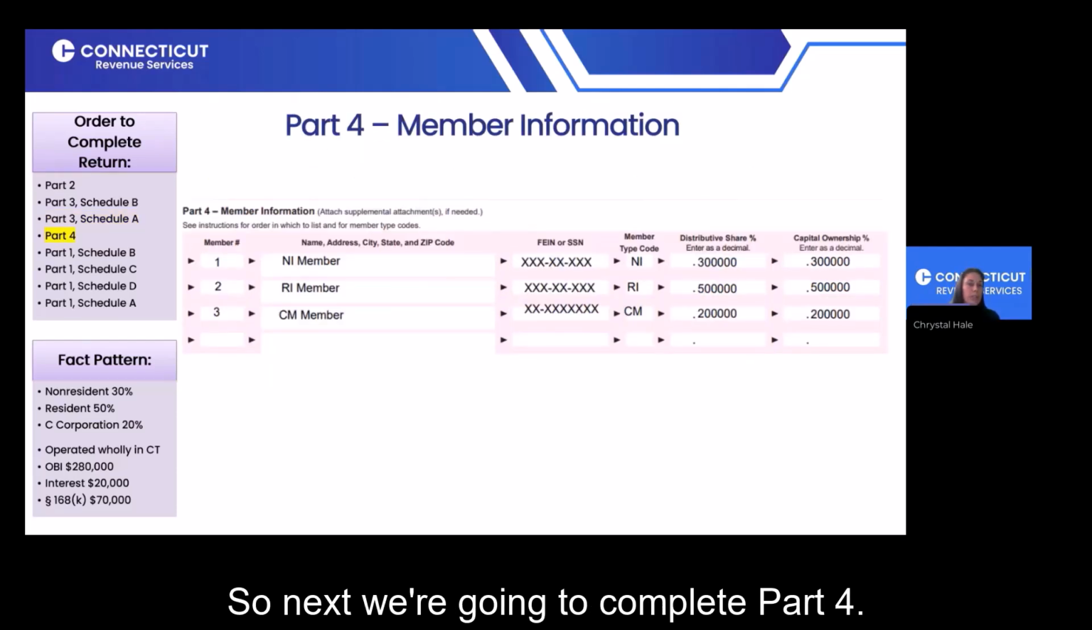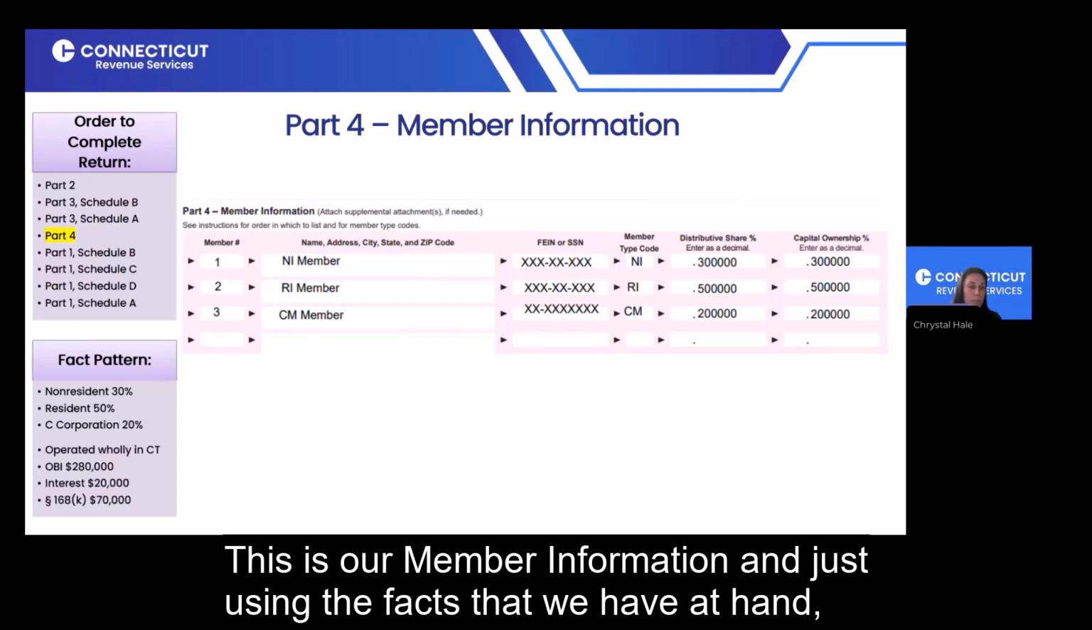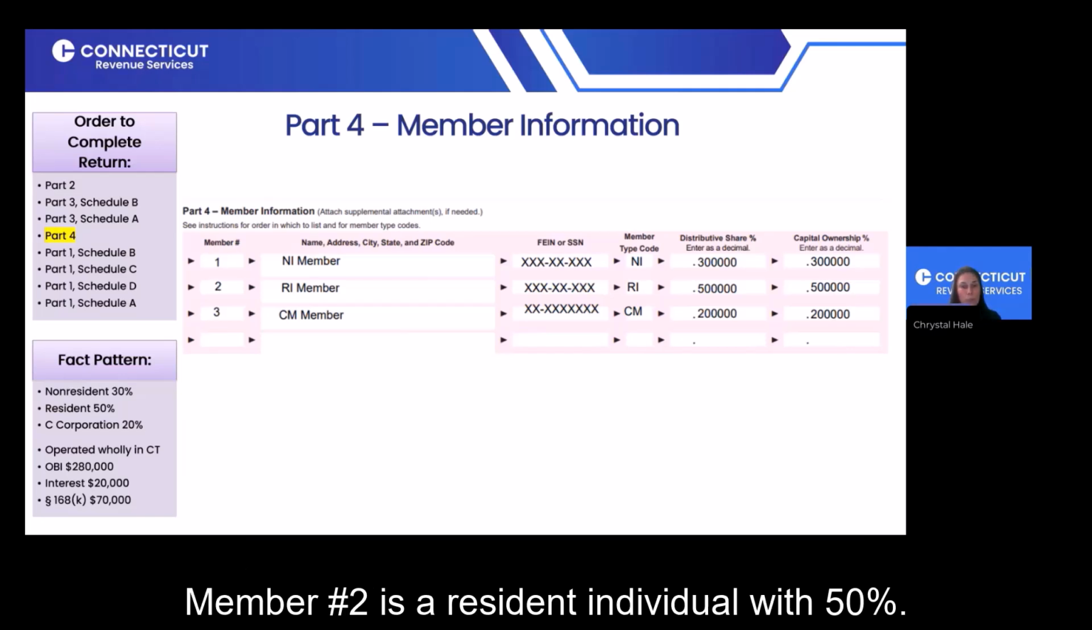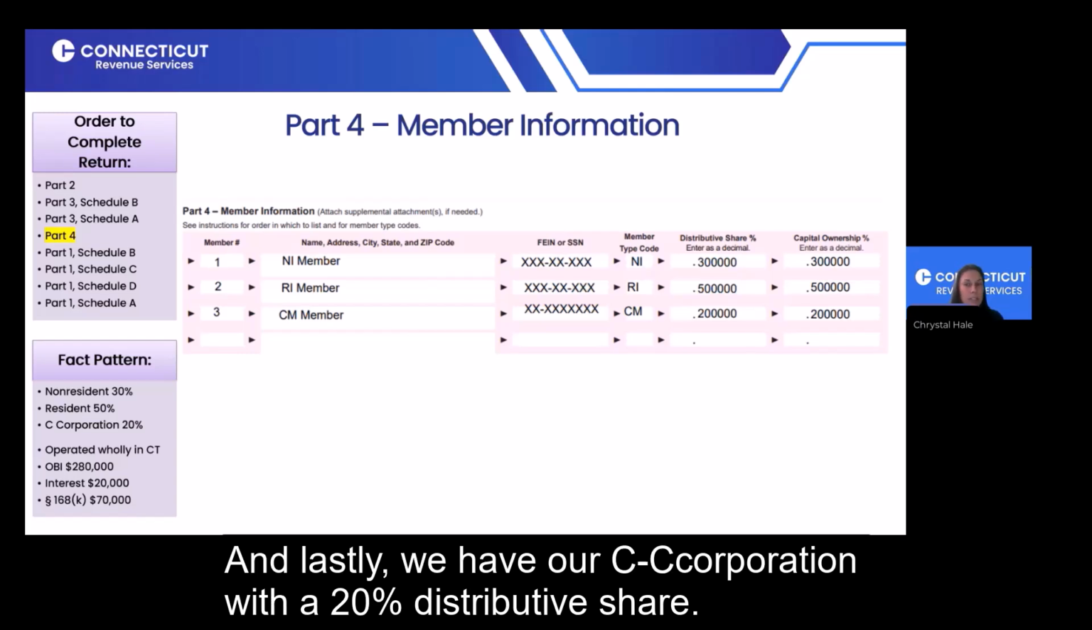So next we're going to complete Part 4. This is our member information. Just using the facts that we have at hand, member number 1 is a non-resident individual with a 30% distributive share. Member number 2 is a resident individual with 50%. And lastly, we have our C corporation with a 20% distributive share.